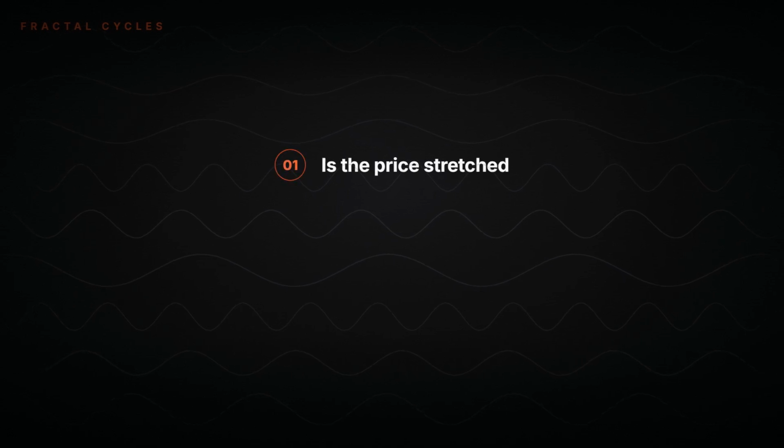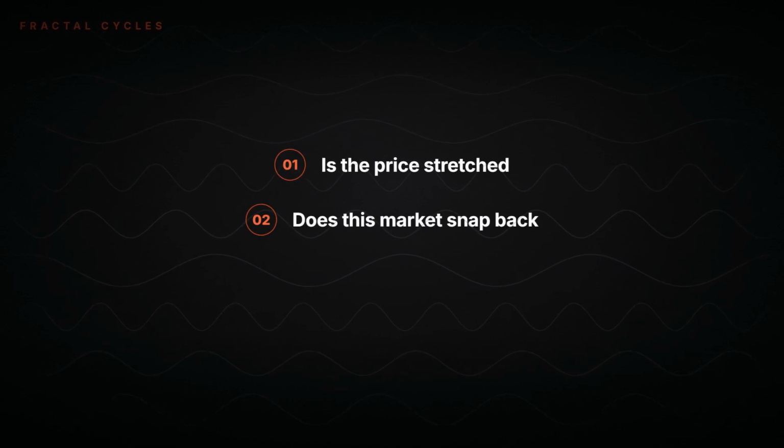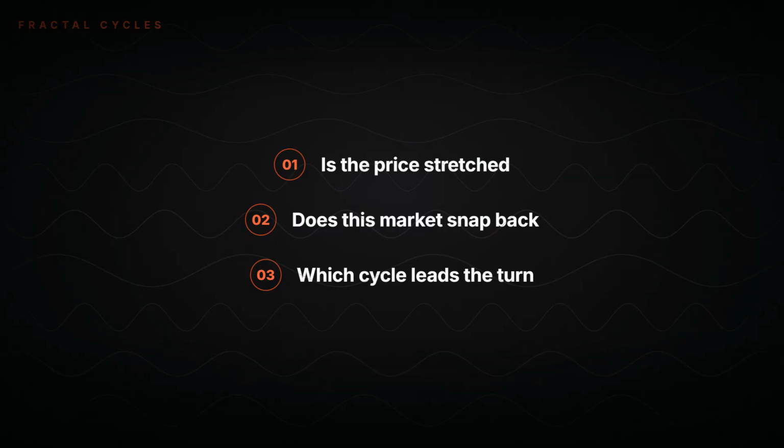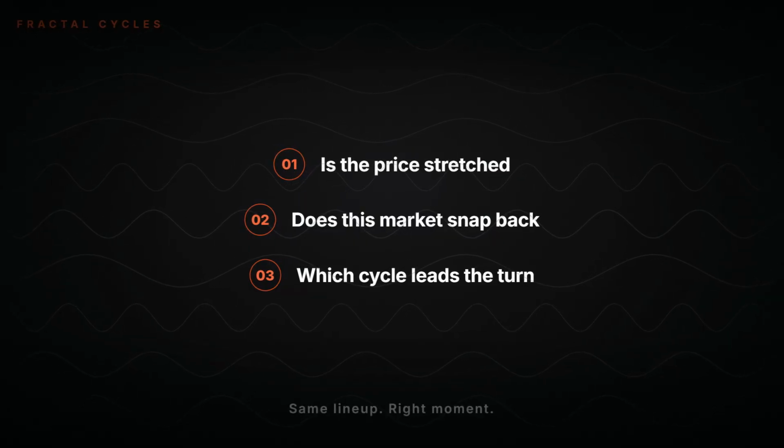So the method comes down to 3 simple steps, and I ask them in order. The first asks whether the price is stretched. The second asks whether this is the kind of market that snaps back, and the third asks which cycle is lined up to lead the turn.